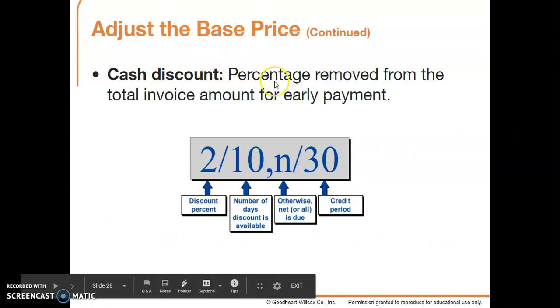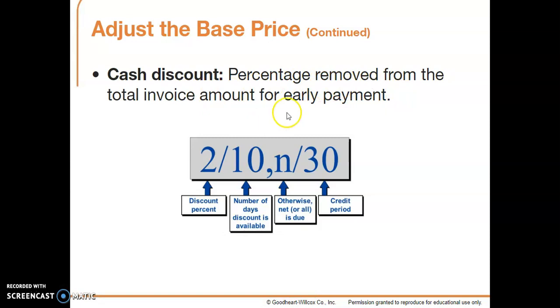So the cash discount, in this example, is a percentage removed from the total invoice amount for early payment. Here's an example. If you've already taken accounting 1 and you've gotten to the end of the class, we've talked about that in accounting 1. This is 2/10 net 30. What this means is typically printed on an invoice, and it means the net of the invoice is due in 30 days. But if you pay within 10 days, you get a 2% discount.